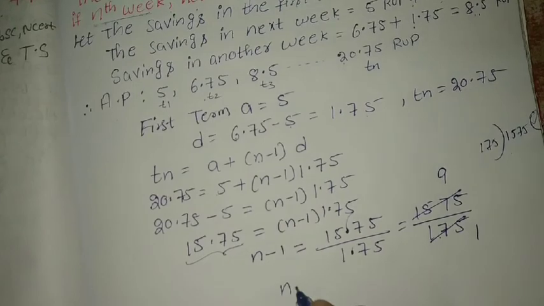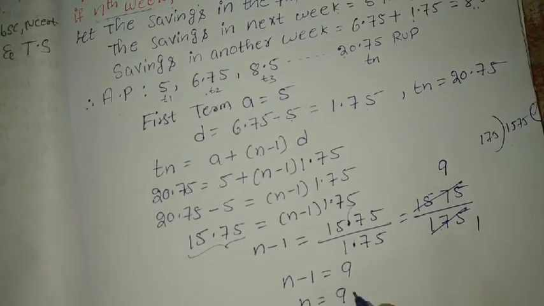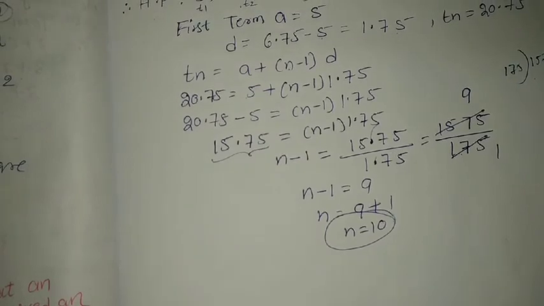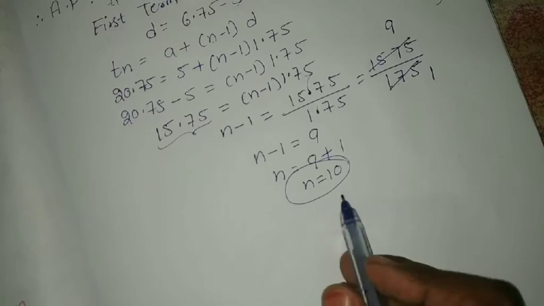So n minus 1 is equal to what? 9. What is n here? 9 plus 1, so n is equal to 10. Understand? It's very easy and very simple. So they asked to find n. So our n is 10.